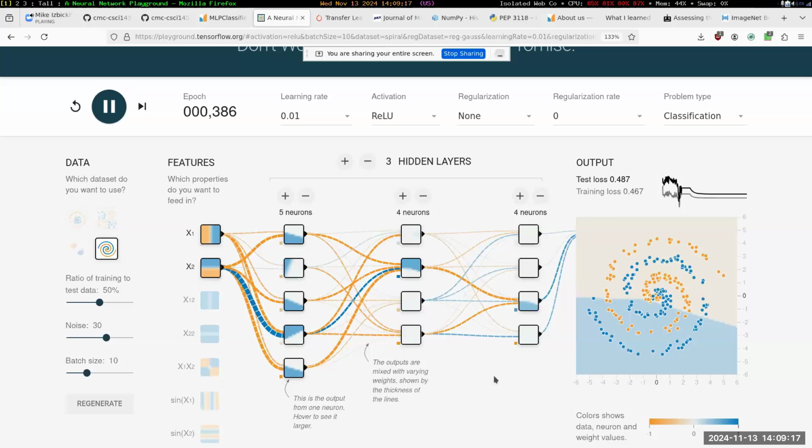Yeah, let's see. Nothing else that I want to talk about on this picture or this webpage. It's worth playing around with it some more on your own, but yeah, go ahead.